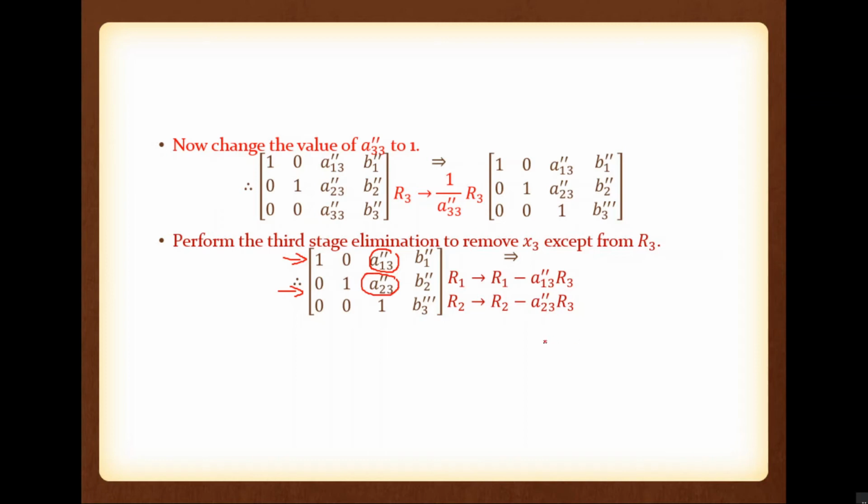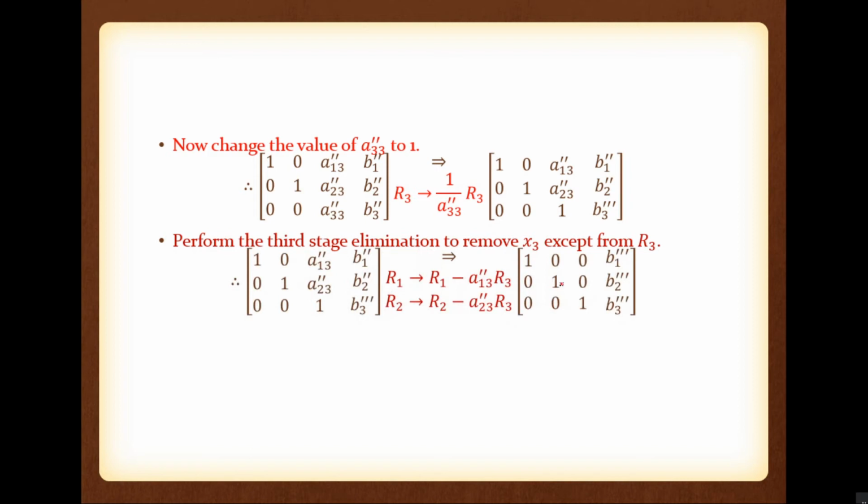So the final augmented matrix is 1 0, then this element is removed, so that is 0. Then this is modified into B1 triple dash. 1 0 0 B1 triple dash. Now in second row, 0 and 1 are not modified, 0 1. Now this element is removed, so that is 0. Now B2 dash is modified into B2 triple dash. Now third row is not modified, so 0 0 1 B3 triple dash. So this one is the final augmented matrix. Okay.